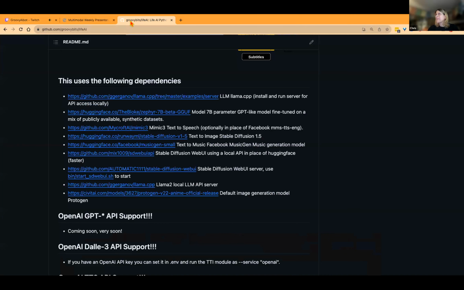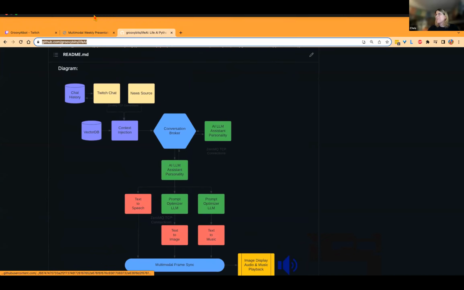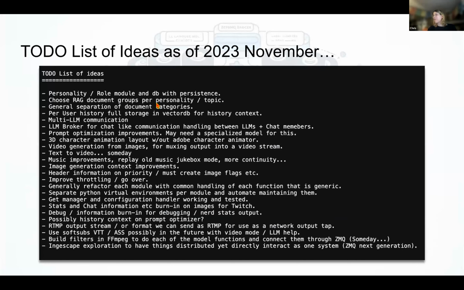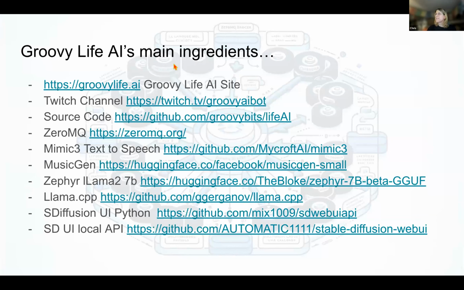So basically, here on the code, it has source, it has details of all the parts and how to basically build one yourself. On the references, I've got a bunch of links, and here's a bunch of to-do ideas. It's just like a playground to experiment with in my spare time. But yeah, here are the links where you can go to the GroovyLife.ai website. It has a lot of links to the source code, Twitch channel, ZeroMQ stuff, and all the different models, the main ones that seem really good. Basically it.